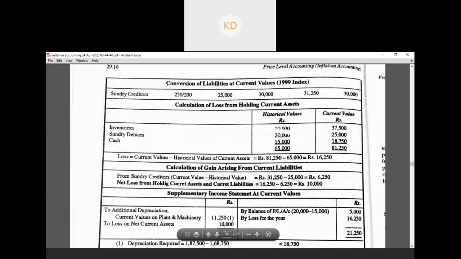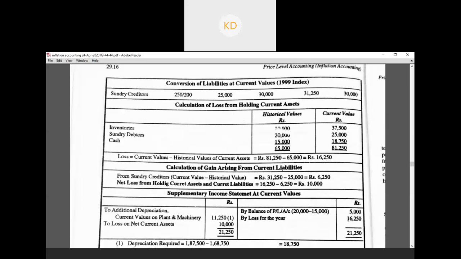So what is the historical cost? What is the converted value? I am finding out. Current value is 81,250. Historical value is 65,000. So I get a loss on my current assets, 16,250. Same thing you'll do with your current liabilities also.